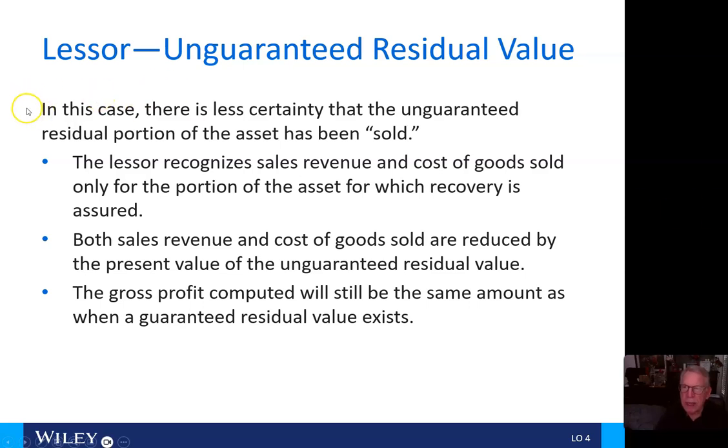So, in this case there is less certainty that the unguaranteed residual portion of the asset has been sold. So 1, the lessor recognizes sales revenue and cost of goods sold only for the portion of the asset for which recovery is assured. 2, both sales revenue and cost of goods sold are reduced by the present value of the unguaranteed residual value. And 3, the gross profit computed will still be the same amount as when a guaranteed residual value exists.